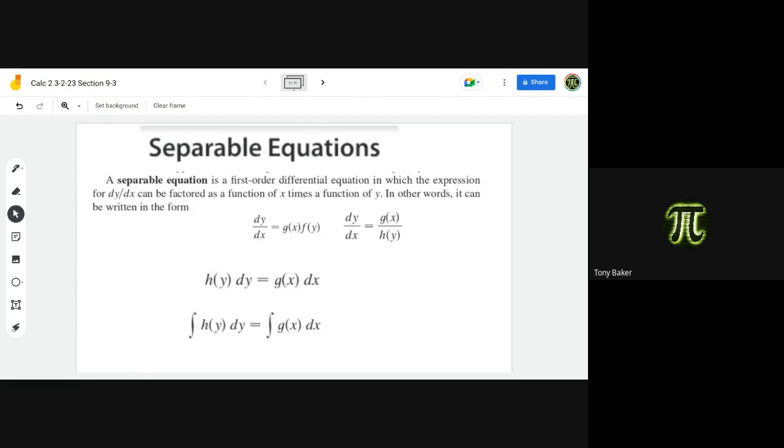So we have dy/dx equals g(x) f(y). That's the derivative of that. And it doesn't matter if it's multiplication or division. We're going to do the division one because it's easier to see. You can actually split those up. So we can have h(y) times dy. We just did cross multiplication. So you could treat it like a fraction.